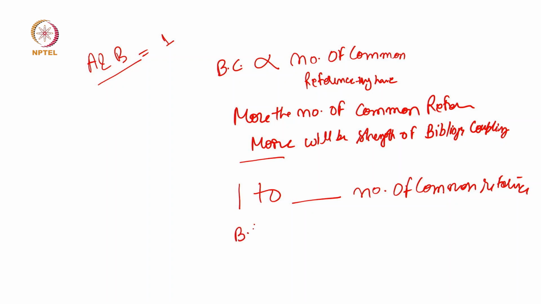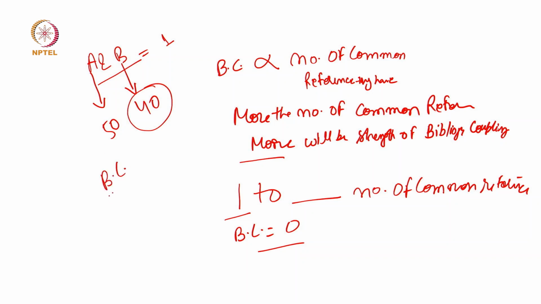If the bibliographic coupling strength is 0, that means the documents are not bibliographic coupled, and if it is 1, the documents are bibliographic coupled and their strength is 1. So if A has 50 references and B has 40 references, and say for example document B has all 40 references common to A, the bibliographic coupling strength of A and B will be 40. Okay. It can't be 50 because B doesn't have all those 10 references. So this is about the strength of bibliographic coupled documents.